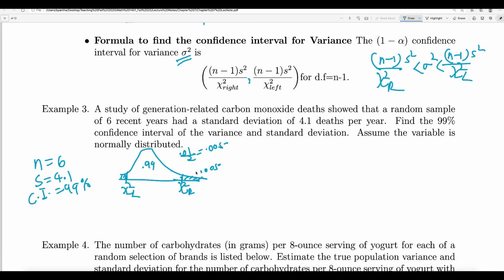What is the right area? For chi-square left, the right area is 0.99 plus 0.005, so 0.995 is for chi-square left. And what is the degrees of freedom? It's 6 minus 1, that is 5.